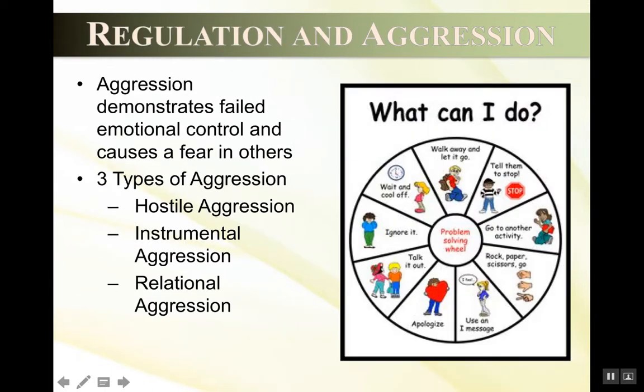So, regulation and aggression. Aggression demonstrates failed emotional control and it causes fear in others. And there are three main types of aggression. There's hostile aggression, instrumental aggression, and relational aggression.